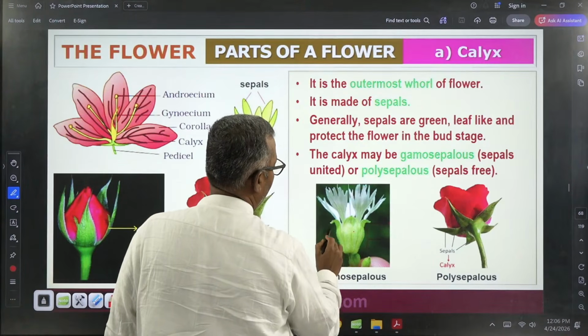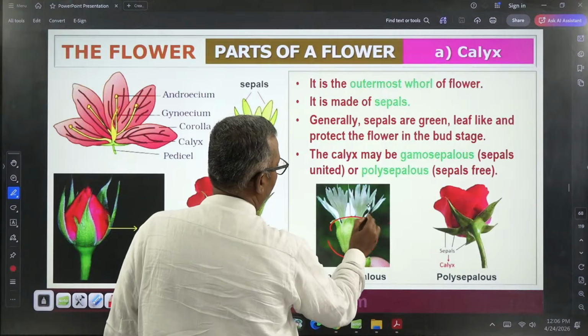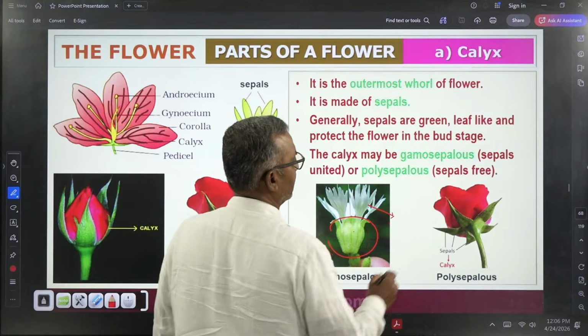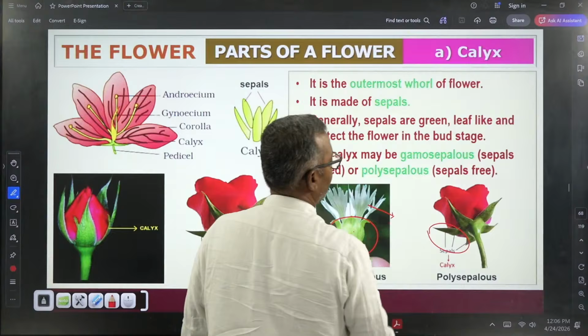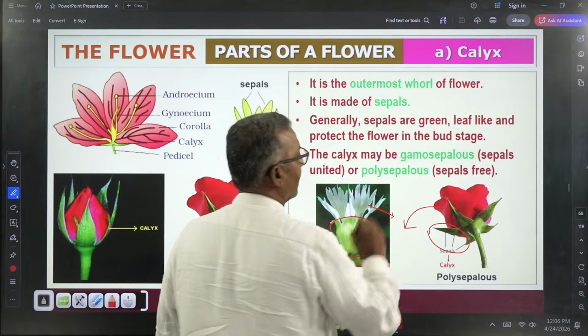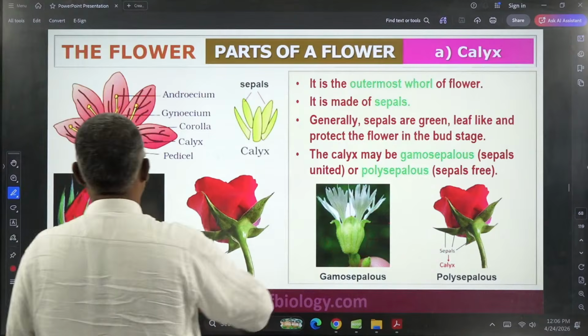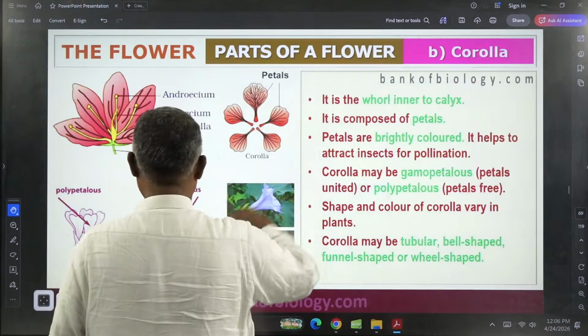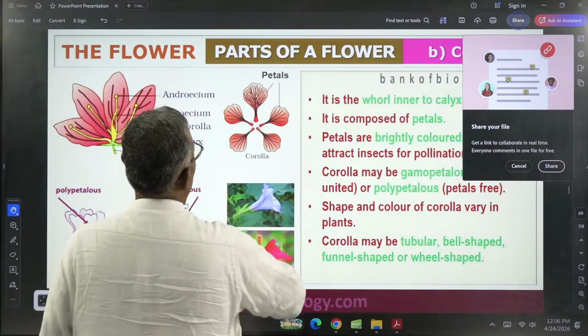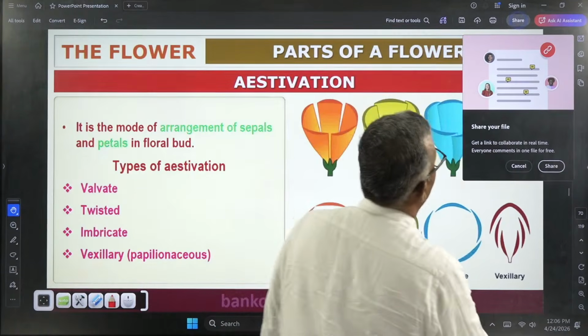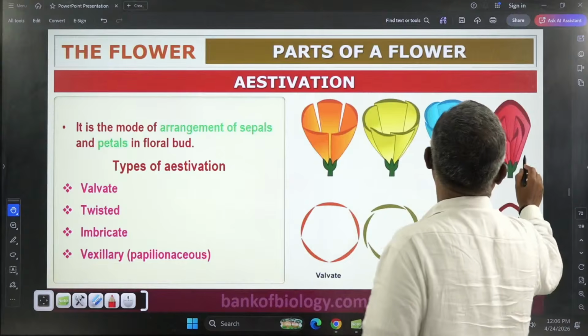Sepals green in color. Look at here. Corolla white in color. And look at here. Sepals green in color. Corolla red in color. So both are different here. So I will also show some other example.